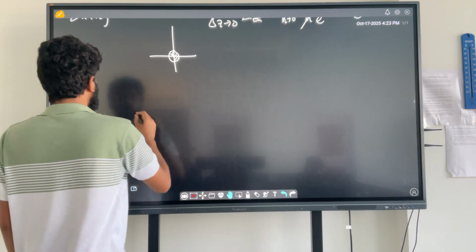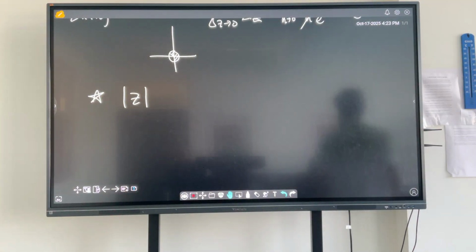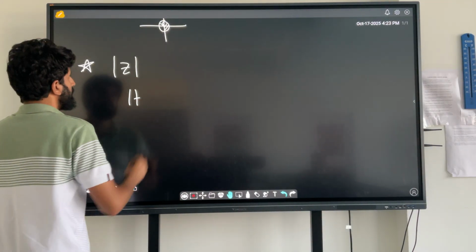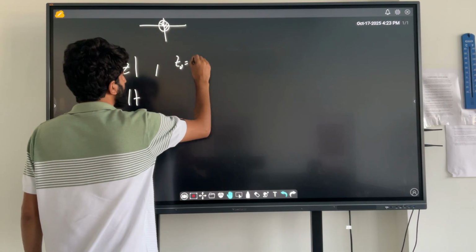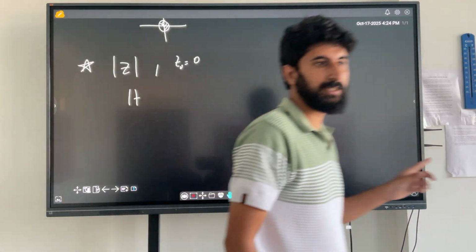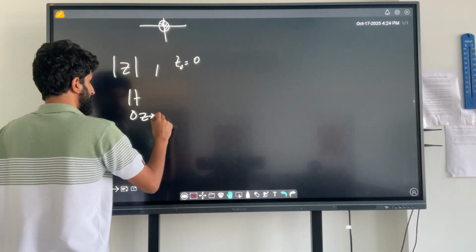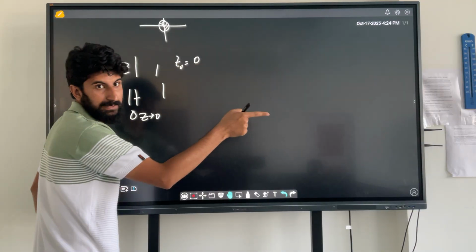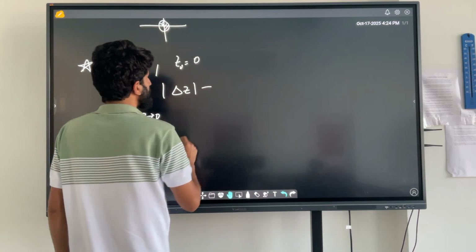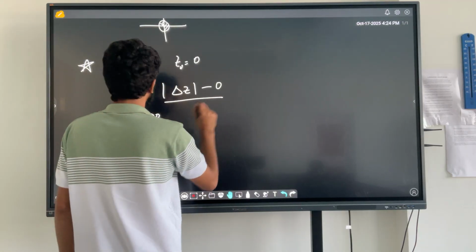Let's do mod z. Let's try to differentiate this. So how do I differentiate? What limit should I take? Let's do it at z_0 equal to 0. What should I check? The limit as delta z approaches 0 of mod of (z_0 plus delta z), but z_0 is 0, so this is mod delta z, minus mod z_0, which is just 0, divided by delta z.